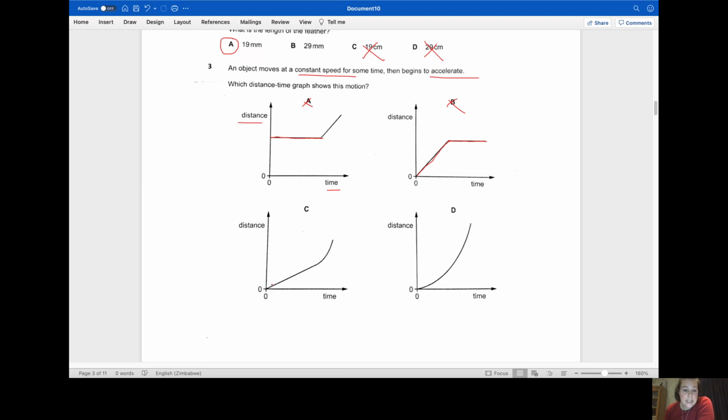If you look at C, we have a constant speed because the line is straight, which then turns into a curve, which means we are accelerating. So a constant speed for some time, you have a straight line, and then a slight curve as you accelerate. It's not D. D is just acceleration straight away. So your answer for that one was C.